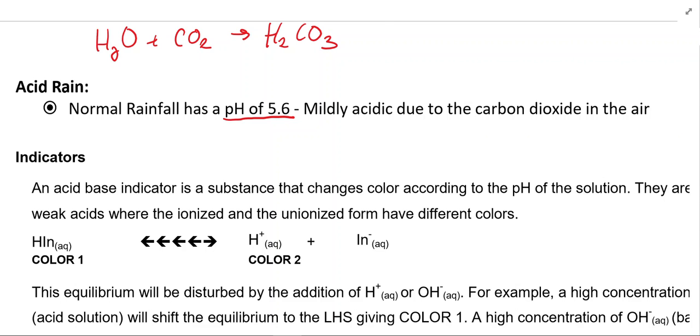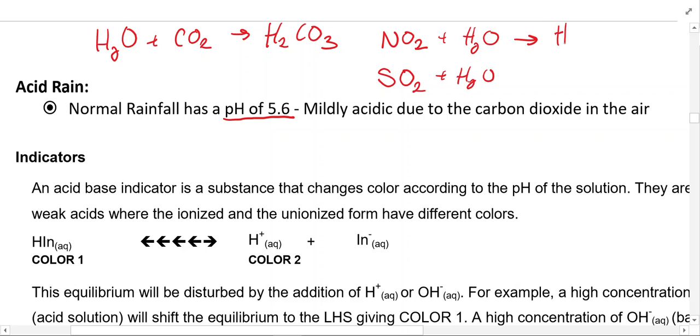But acid rain is something else. So the main thing that makes acid rain are NO2, nitrogen dioxide, and SO2. So when these add up with water, you end up making nitric acid and either sulfuric or sulfurous acid. So H2SO3 is kind of more common.